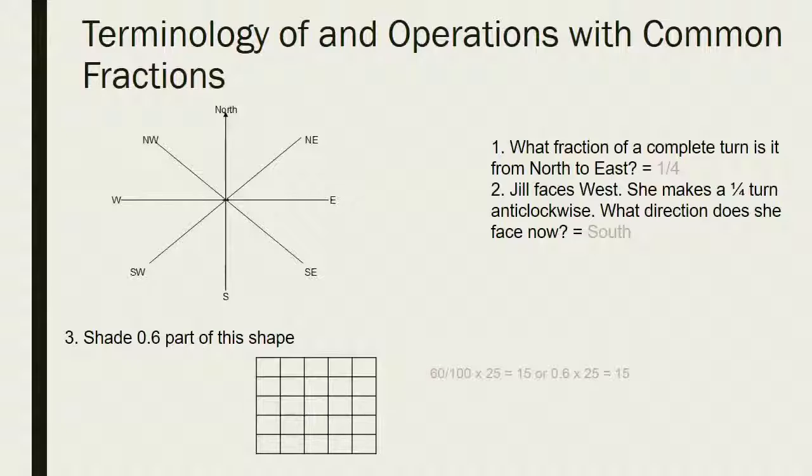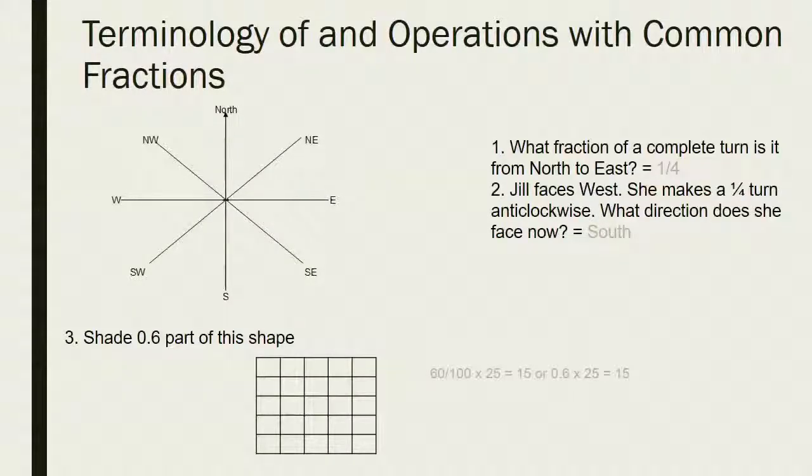Let me take a new paper because the other one, at the back you will not be able to see. The first question after the directions is: what fraction of a complete turn is it from north to east? You look at your north. Where is your north? You have your north there. Where is your east? You have your east there.